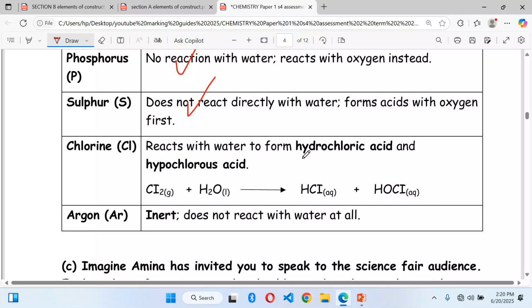I believe we shall be able to look at those trends in the periodic table in our next discussions as we look at that topic. Then chlorine reacts with water to form 2 acids, hydrochloric acid and hypochlorous acid. And here is also the equation. Then finally, argon, it is inert. This is a group 8 or group 0 element, and these are inert. They are very stable, so they don't take part in chemical reactions. So with this one, there is no reaction with water at all.